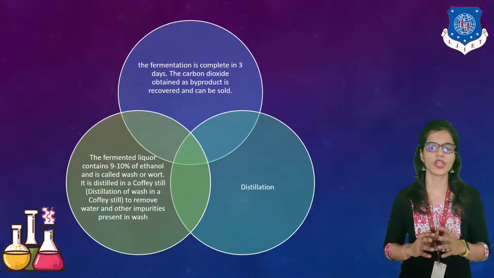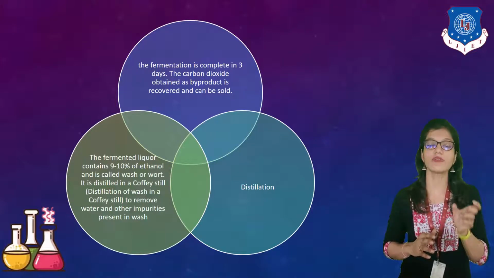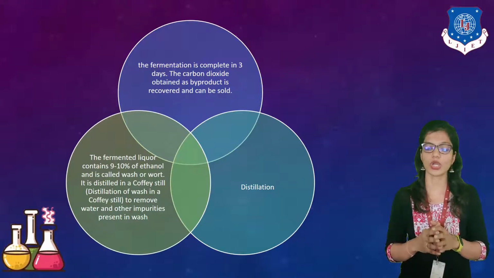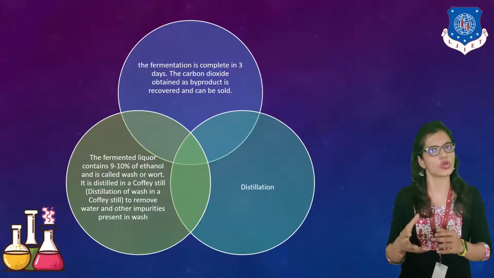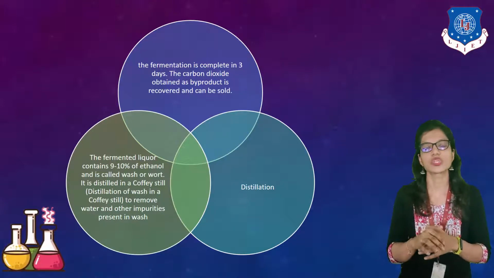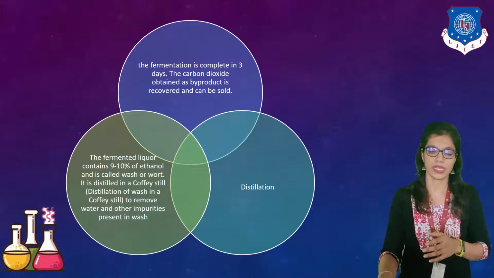The carbon dioxide obtained as a byproduct is recovered and can be sold. The fermented liquor, which contains about 9 to 10% of ethanol, is called wash. It is distilled in a coffey still, which is the distillation of wash, to remove the water and other impurities present in it. Just remove the impurities and sell them. This is only a 3 day process, and we can produce it within 3 days.